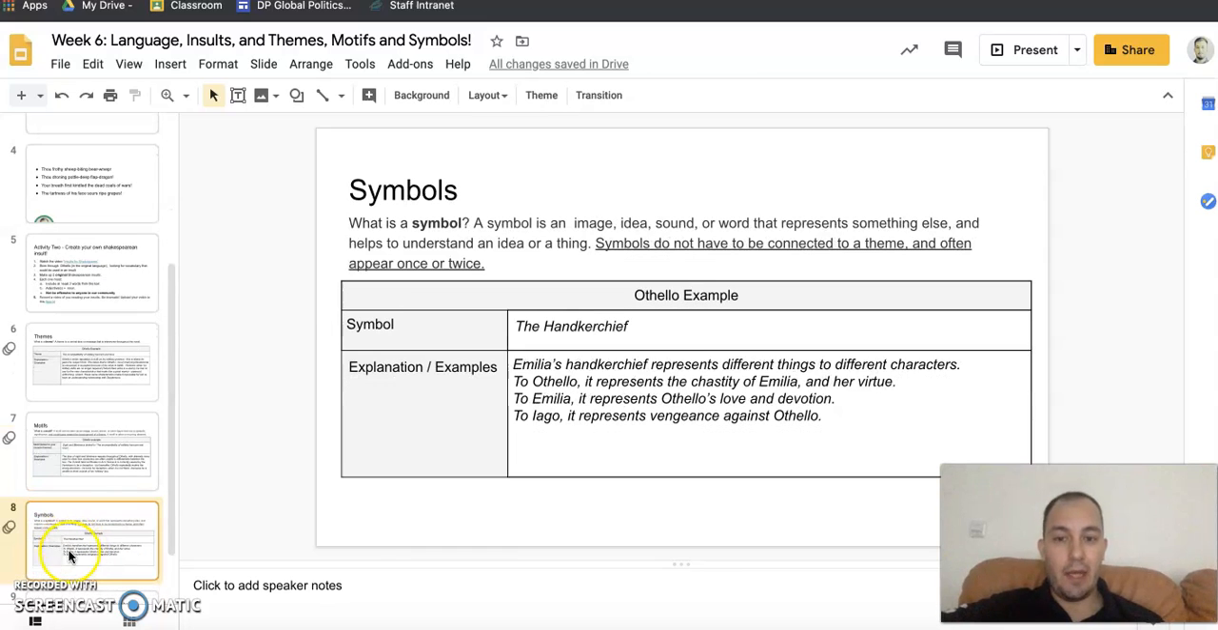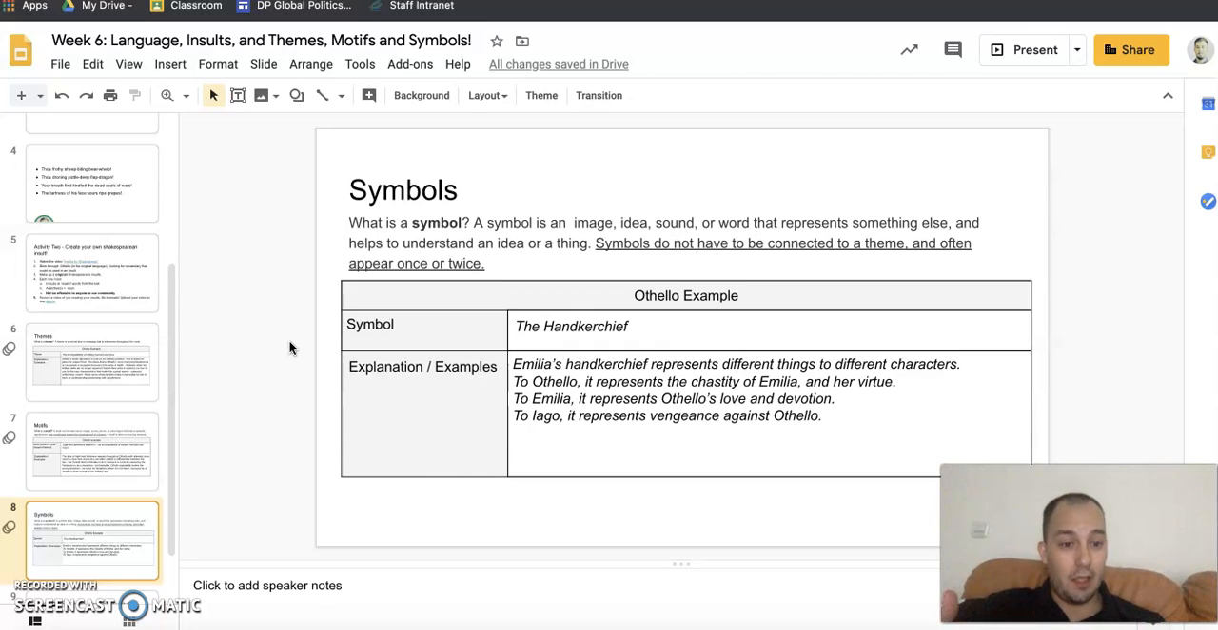And last but not least, we have symbols. So a symbol is an idea, a sound, or a word that represents something else and helps us to understand something. Symbols don't have to be connected to a theme. So if you're confused about the difference between a symbol and a motif: a motif is connected to a theme, a symbol is not.